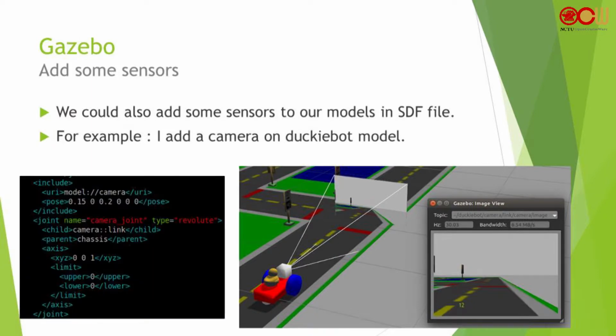And could you see this? Yes, it's a part of code. And because this camera is in Gazebo already, so I just need to include it from URI models cameras. And also then just change some like its joint to make it on the DuckyBot. And you can just use it and get some data. So is there any questions?